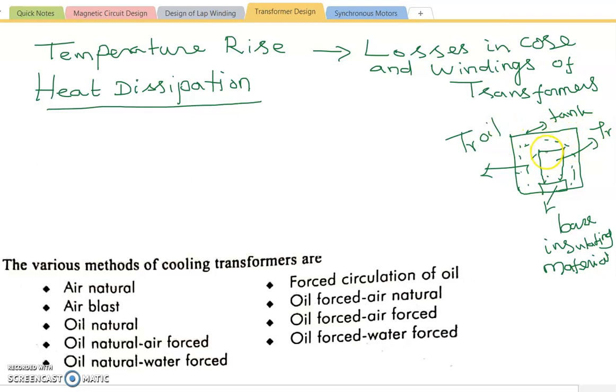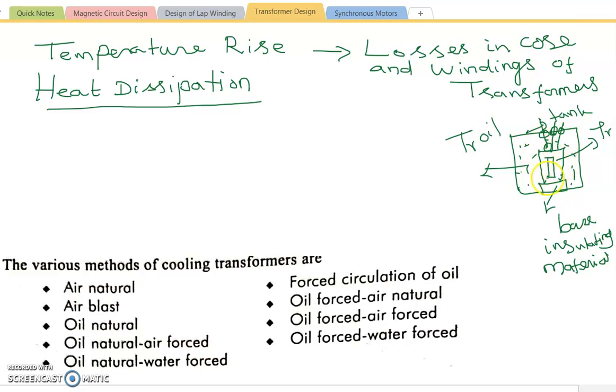From this transformer tank we will have the insulated transformer windings taken out. Like that, 3 windings will be taken out, and here also we will have the insulation, and from that we will be taking out the power supply. Okay, so like that, here we have the transformer core and winding section.